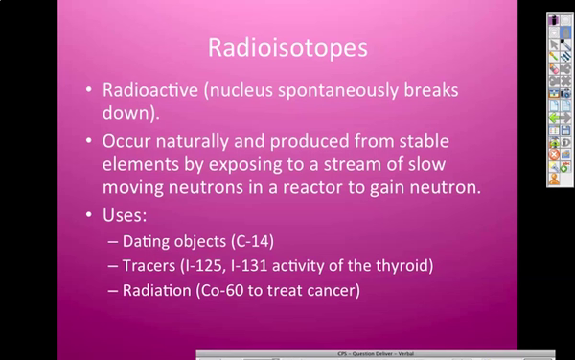We use them as tracers, which are used in medical things. So iodine-125 and iodine-131 can be used to determine the activity of your thyroid. So if you think you might have a thyroid problem, sometimes they'll test to see if you have a thyroid problem with this radioactive isotope. And radiation is used to treat cancer, commonly with cobalt-60. So those are some of the uses. Those will come in handy for you.